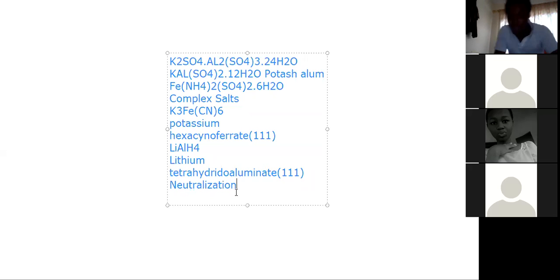Classification of oxide. Now there are three major types of oxide. I think we spoke about that the other time. We have the basic oxides, we have the acidic oxide, we have the amphoteric oxide. The other day I explained what amphoteric means.